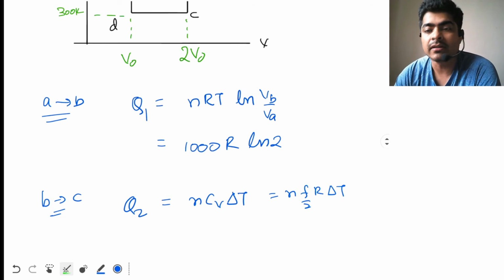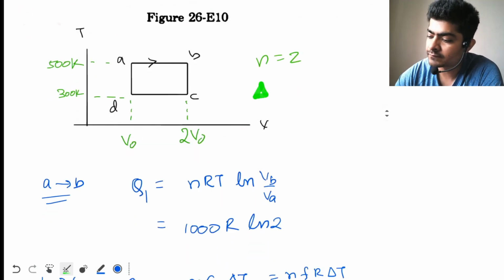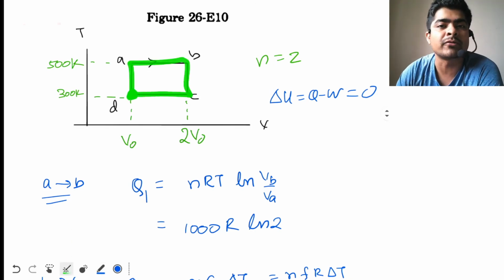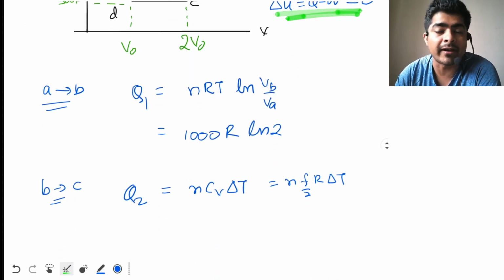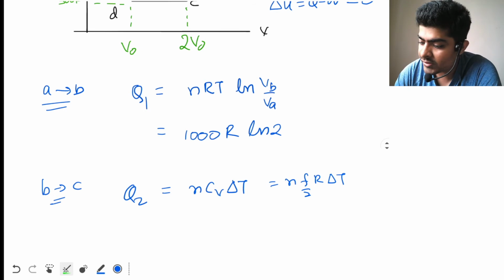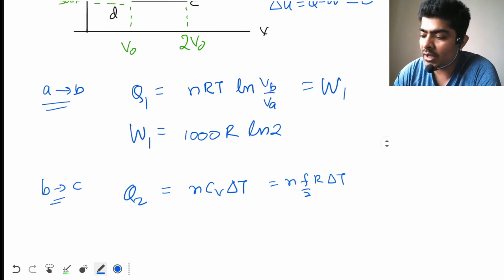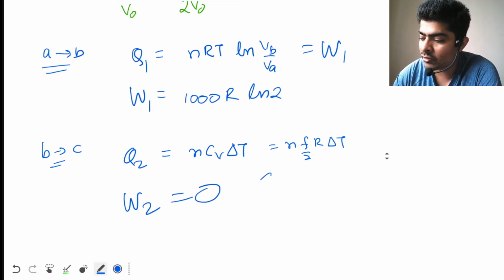We solve it using work done by the gas during the cycle. So for the entire cycle, what do we have? Delta U equal to Q minus W equal to 0 for the entire cycle. You start from this point, come back to same point, so delta U is 0. So we use this method to find the work done. Find heat. So first of all, this is also equal to W1. So W1 is 1000 R log 2. W2 will be what? 0 for isochoric process.